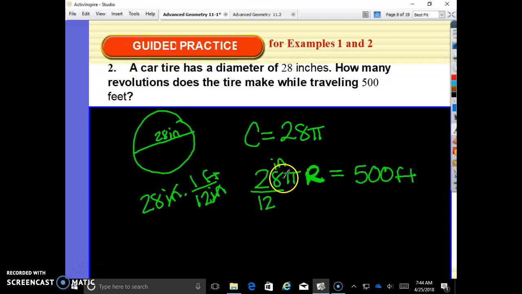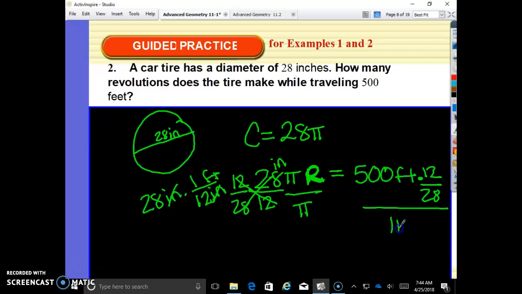Okay, so if I'm doing this problem, I need to get rid of 28 over 12, which is really like 14 over 6. Anyway, so times 12 over 28. To get rid of a fraction, you multiply by the reciprocal, right? Because then it would be 1 pi r, so it's gone. Now I'm going to divide by pi. And that should give me the number of revolutions, because now I have revolutions by itself.